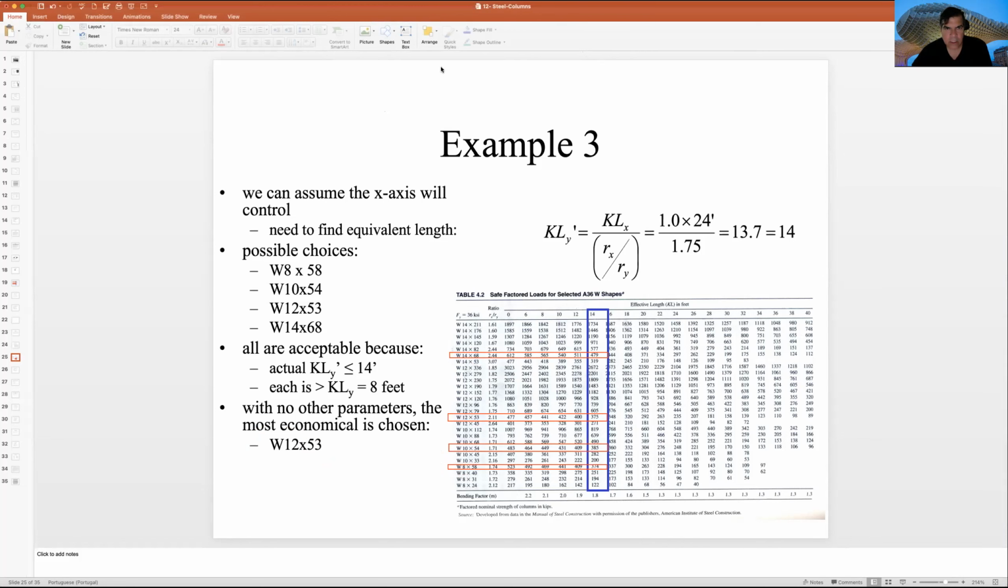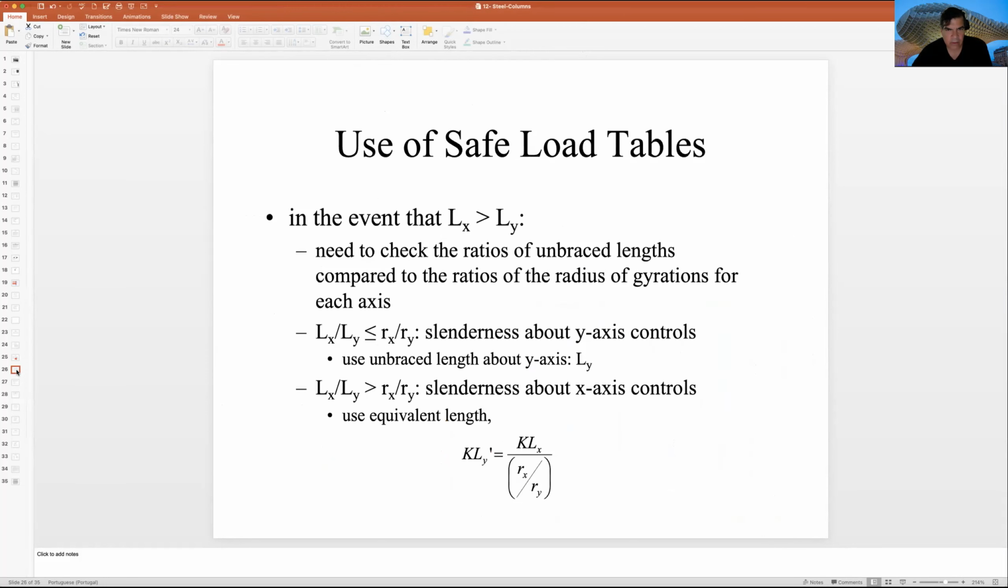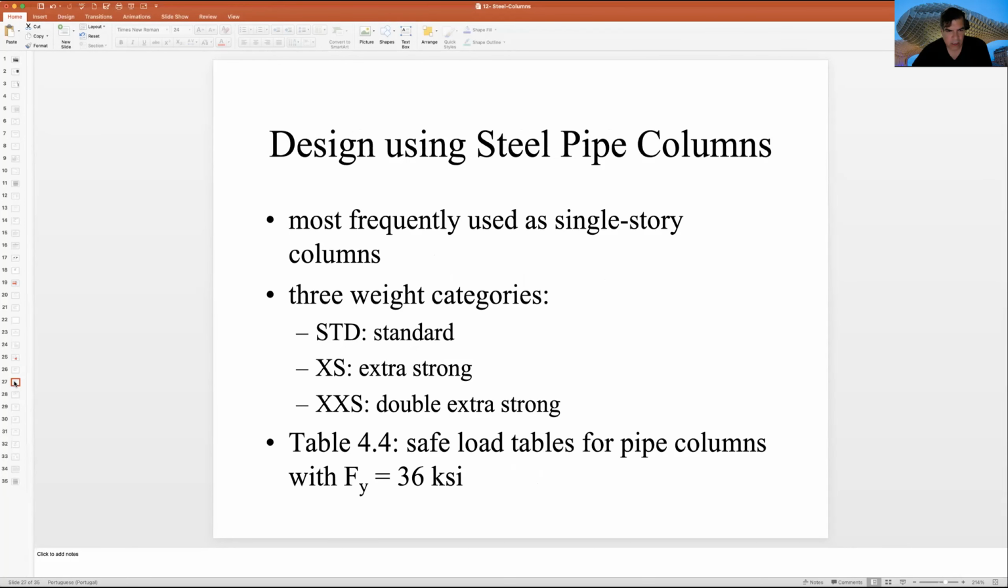There are other calculations that we will not do in this class, but engineers use different tables for other types of elements. Remember that always we need to have this safe table and choose the adequate slenderness ratio. I will give you the slenderness ratio. You don't need to calculate. You already have Rx divided by Ry.